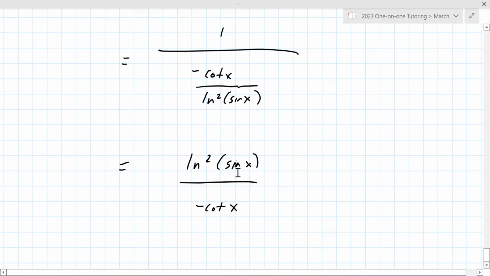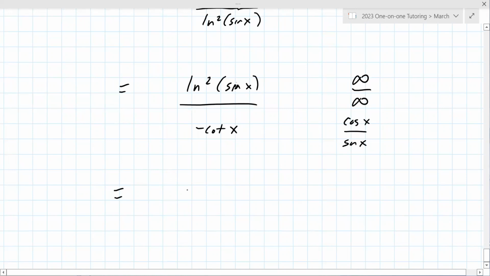And as x approaches 0, sine goes to 0, natural log of that goes to minus infinity. Cotangent at 0 is really cosine x over sine x. That also goes to infinity, so you end up getting infinity over infinity, so you have to take yet another derivative. So on the top, it's 2 natural log sine x times 1 over sine x times derivative of sine, which is cosine x.